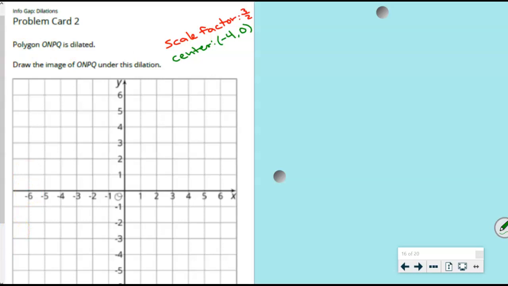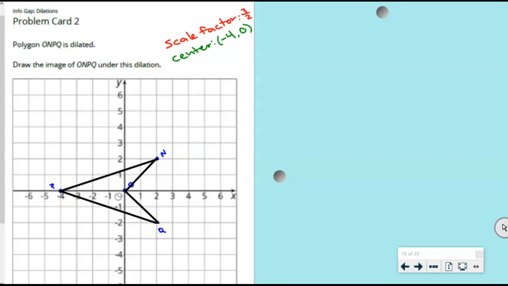Give it a try. Students in class struggled with this shape, so I'm going to put the shape up on the screen. O is (0, 0). N is (2, 2). P is (-4, 0). And Q is (2, -2). What sort of shape does this make? Well, we go from O to N, because it says O, N, and P, P, Q, and back to O.